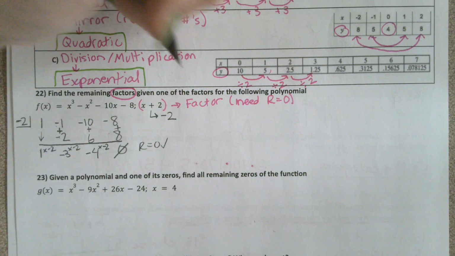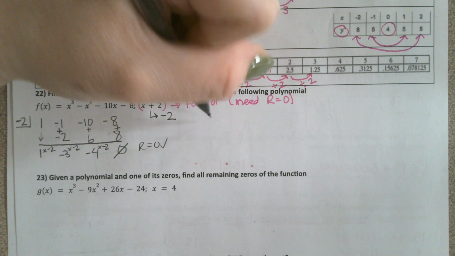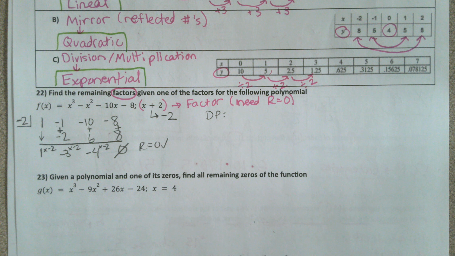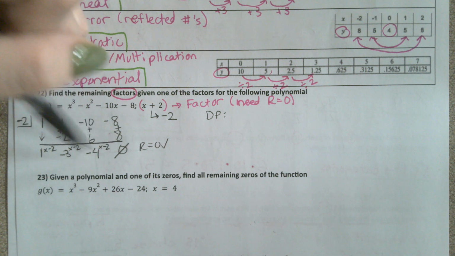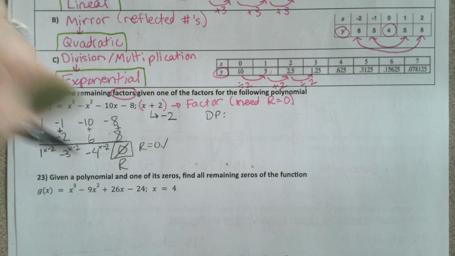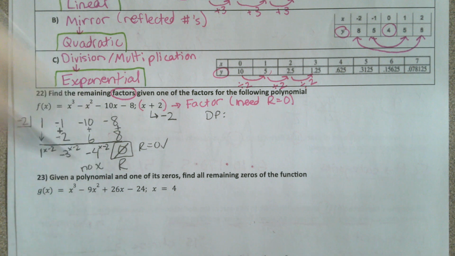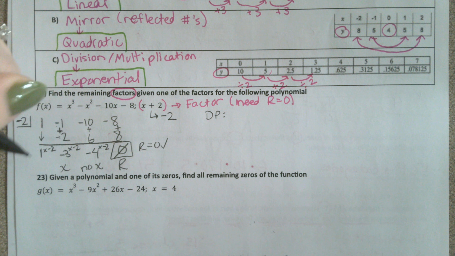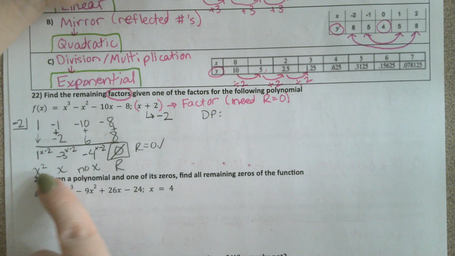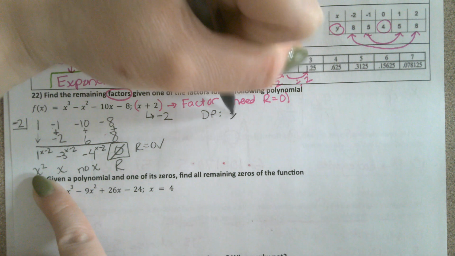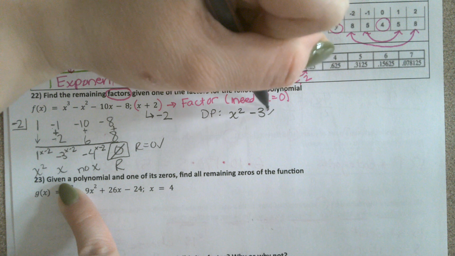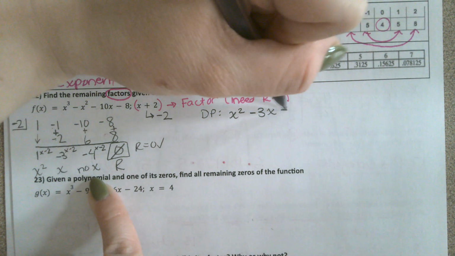So we need to create the DP, the depressed polynomial, the answer. So let's figure out what these place values are. This here is our remainder. The -4 gets no x, the -3 gets an x, and the 1 gets an x squared. So our depressed polynomial is 1x squared, or just x squared, minus 3x, minus 4, no x on that.